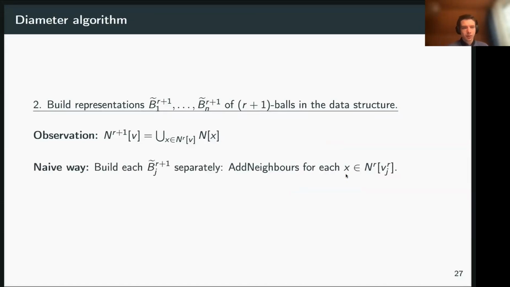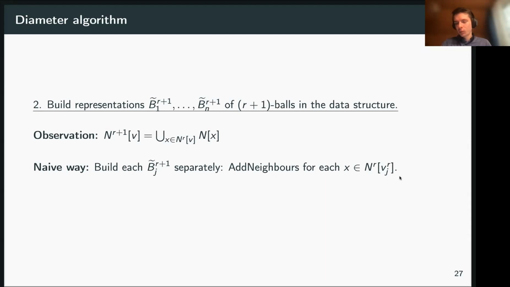So now let's think how to do this with this data structure. The naive way would be to build each R ball independently, separately, and we can just use this add neighbors operation, because add neighbors does exactly this. We have a set of vertices. We are given a vertex X, and we want to add the whole neighborhood of X. So if we run add neighbors for each vertex X in the R ball, we get the representation of the R+1 ball. But of course, we cannot do that because this set can be large. We cannot do it.